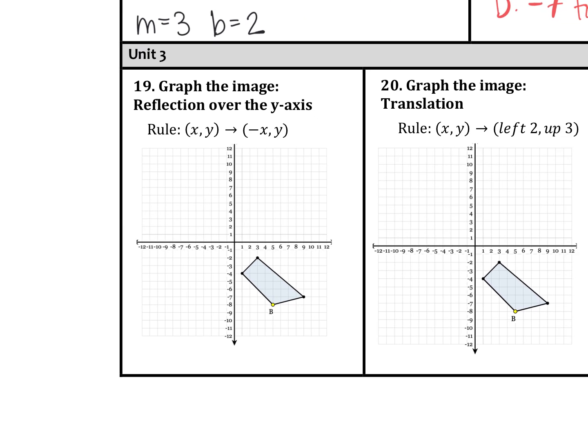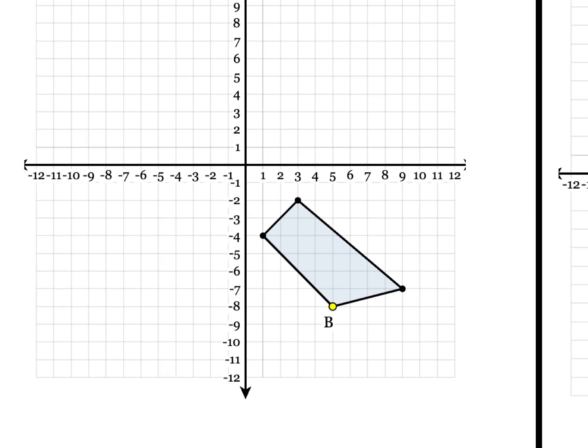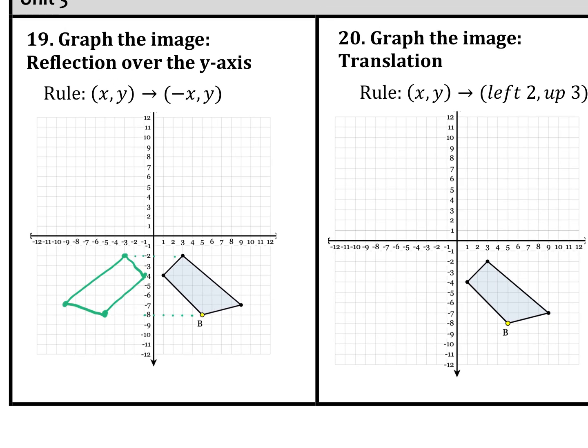Okay, 19, you can either use the rule, you could use whatever manipulatives that your teacher has given you, or you could also use the distance, right? It maintains distance. So we count the distance from the line for each point. Okay, so my new shape would be there for reflection over the y-axis.